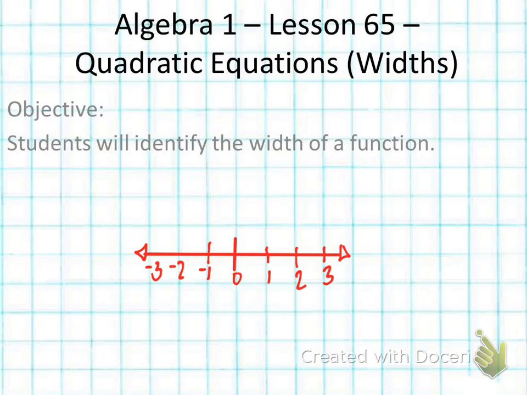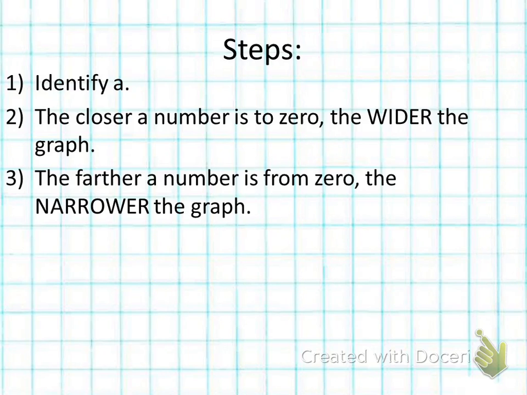Okay? Here we go. Here are the steps. Identify A. You're all really good at that now. And here's the rule. Did you all write these steps down? The closer a number is to 0, the wider the graph. The farther a number is from 0, the narrower the graph.